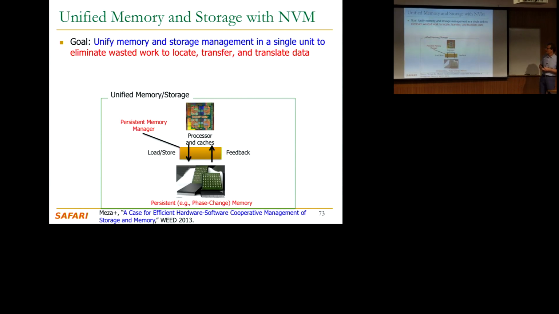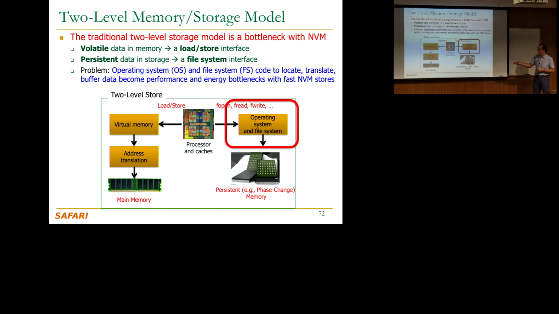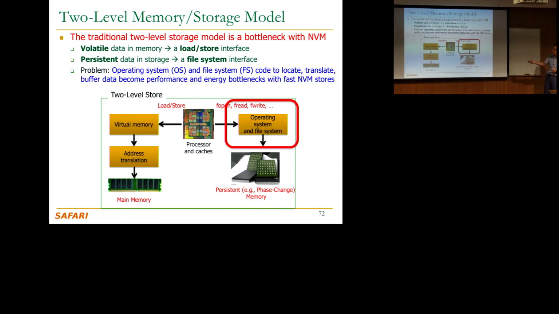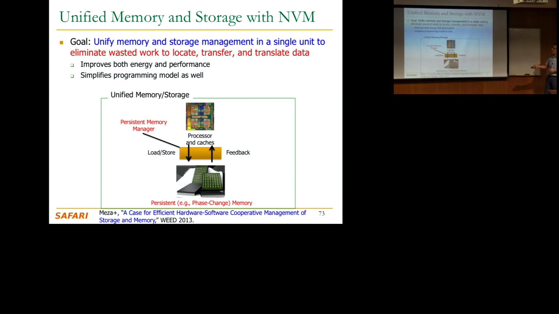So wouldn't it be nice if we change the paradigm a little bit and go back to the single-level stores that people have examined in the past with this new technology? Our goal is to unify memory and storage management in a single unit to eliminate all of that wasted work to locate, transfer, and translate data. Because all of this work in the operating system and the file system is done to locate, translate, and buffer data into DRAM so that you can operate on it and write it back in a reliable manner.